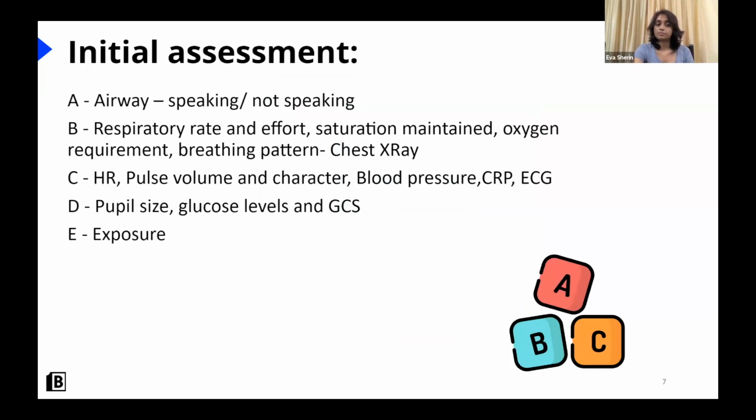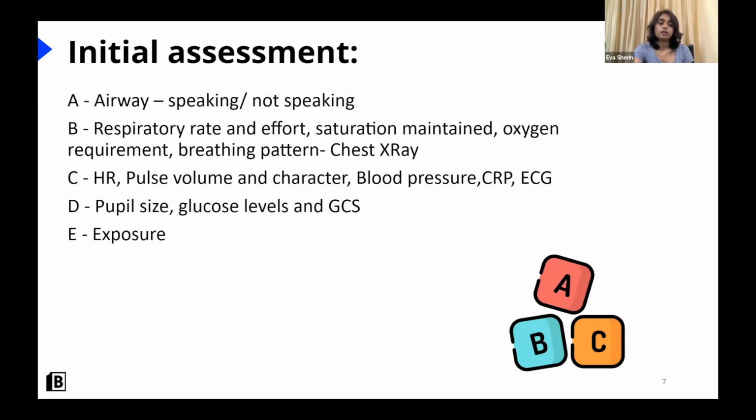So initial assessment, like I said, your ABCD, we will be looking into them in a little more detail. You will check if the patient is speaking or not speaking. When it comes to breathing, you will check what the respiratory rate is and how much effort the patient is putting in. You will check how much saturation they are maintaining at room air and how much they're maintaining after you started administering the oxygen, to see if they're tolerating the oxygen support. And also see how much oxygen is being required for the patient to maintain it above 98, obviously. You will check what the breathing pattern is, and at this point, request a chest X-ray as well.